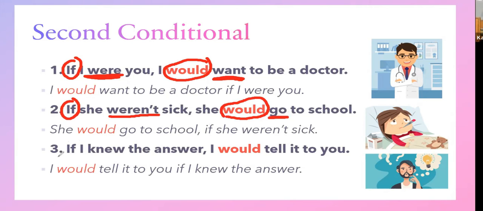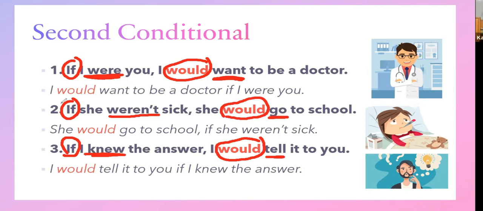And then we have number 3. If I knew the answer, I would tell it to you. I would tell it to you if I knew the answer. Okay, we have our if. We have our verb. We have would. And we have our verb in present.